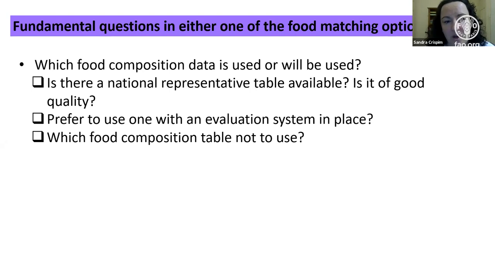So usually we will ask ourselves if there is a nationally representative table available. And then a question that usually is hard to answer, and perhaps now with the evaluation system will be easier, is whether this data is of good quality, because it's not so easy to evaluate that. So we would probably prefer to use one with an evaluation system in place. And another question that I think is important for us as users to ask ourselves is whether the food composition table is of no use. Because sometimes it's not easy to define this is a good table, but it's easier to identify bad compilations or bad food composition tables that will not give us good quality data.